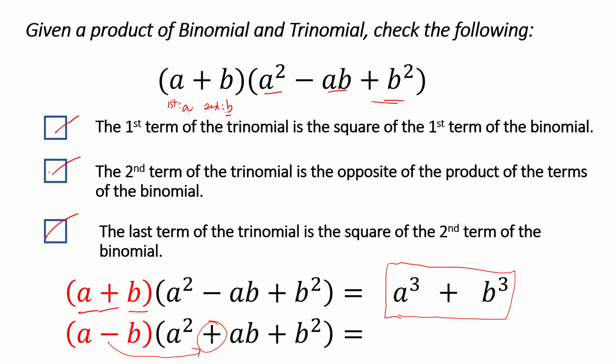So going back, the shortcut is to focus your attention on our binomial. Get the cube of the first term, which is a cubed. Then copy the sign or the operation between our two terms in our binomial. So that's a minus in here. And then you get the cube of the second term of our binomial. So b cubed.